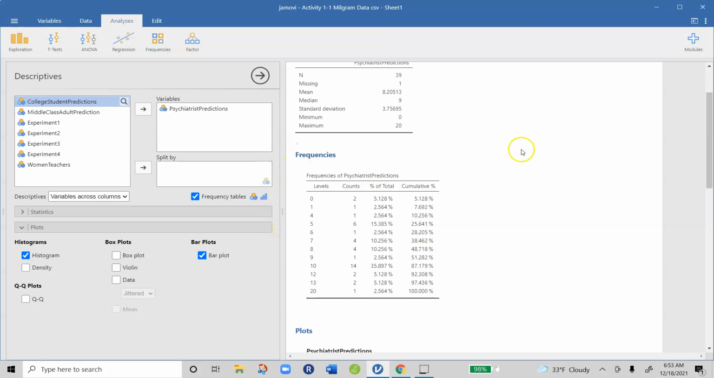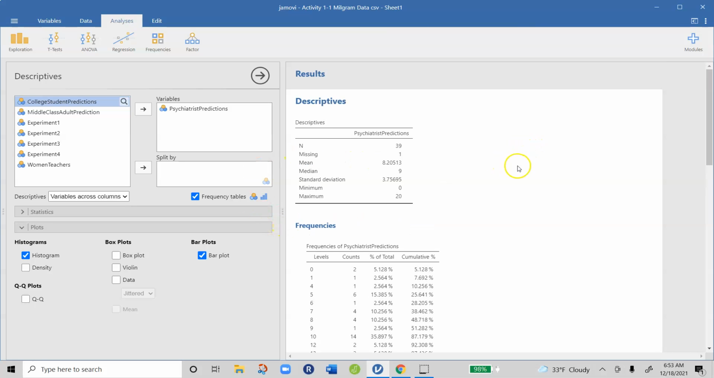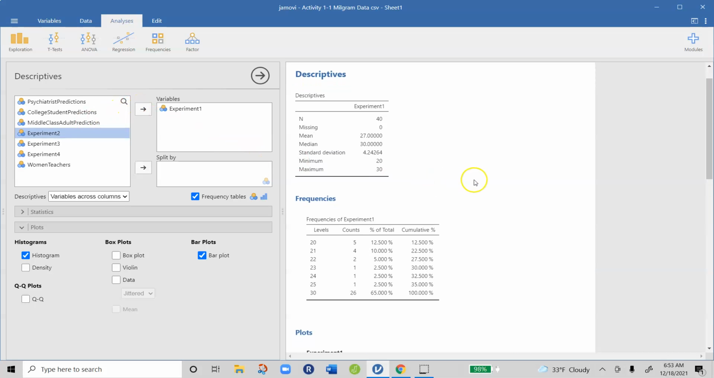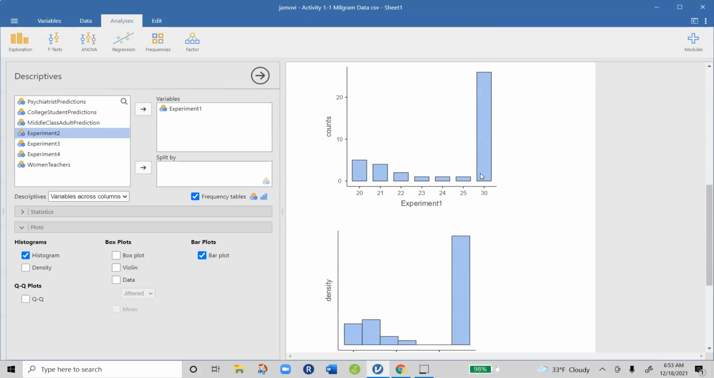And so that is the first variable, where you're looking at the psychiatrist predictions. You're going to do the same thing in this activity with other variables as well. To look at any given experiment or any given set of data, you just move the variable over and you can look at the descriptive statistics, the frequencies, and plots.